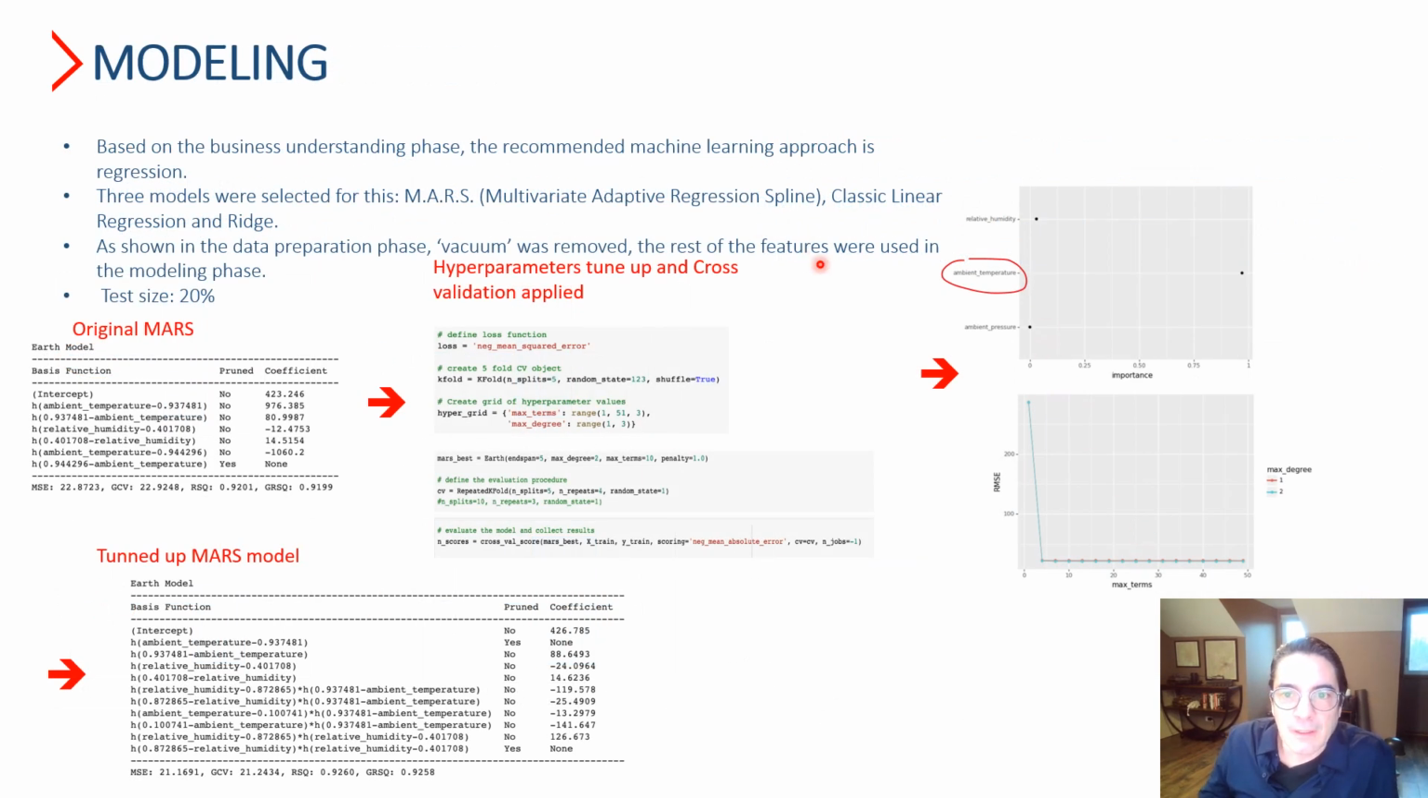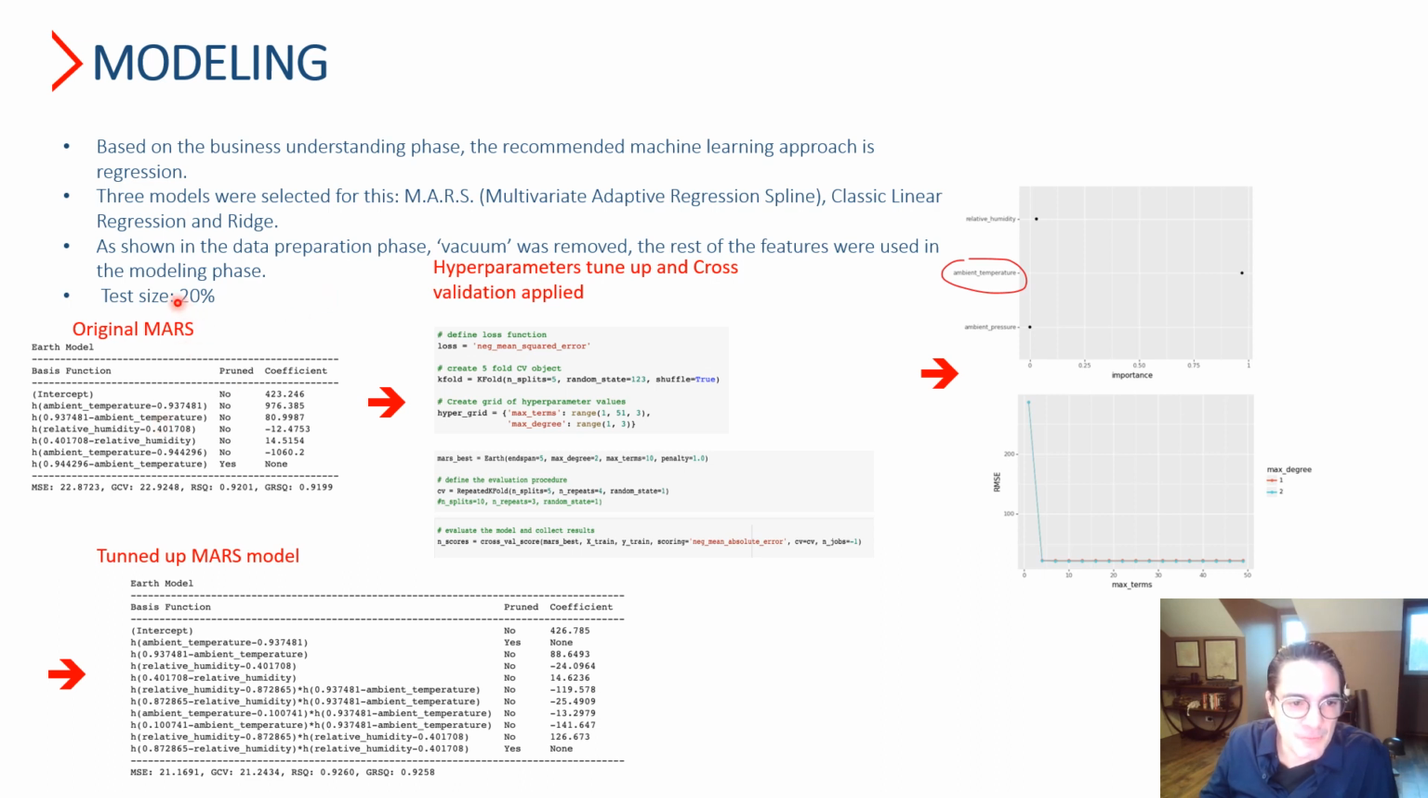When we go to modeling, as we mentioned before, we're talking about a regression approach, and we're going to be picking three models to compare. One of them is MARS, then classic linear regression, and Ridge. We also split our data set, using 20% for test and the rest for training. I'm going to walk you through what we did in a little more detail for MARS, but these exact same steps were taken for the other two models.